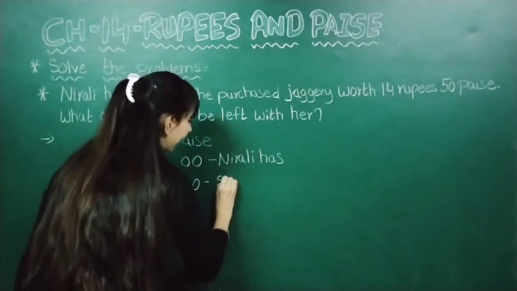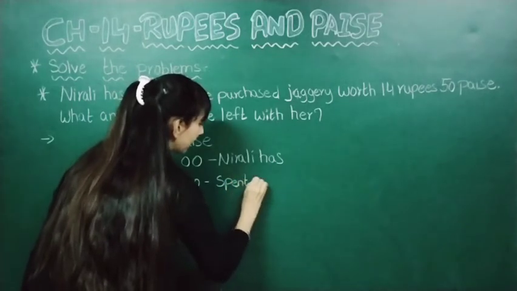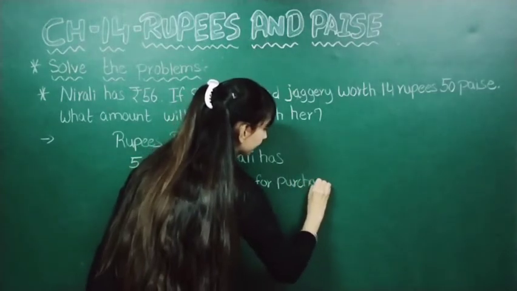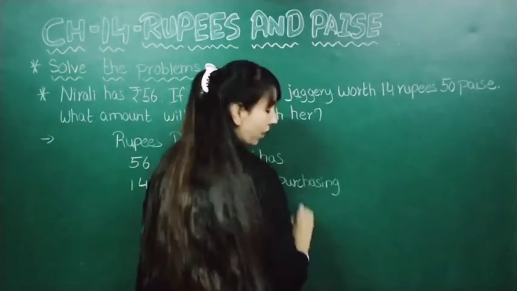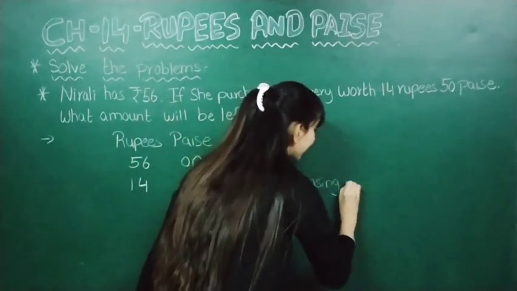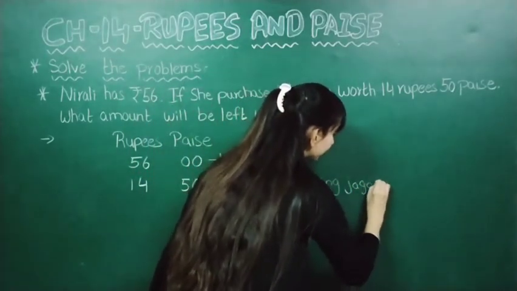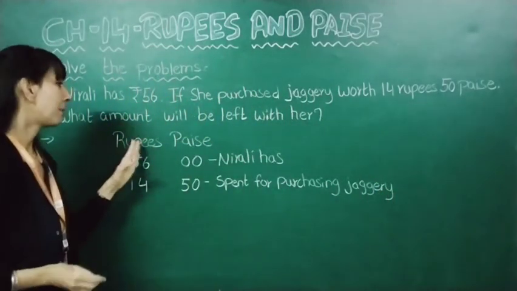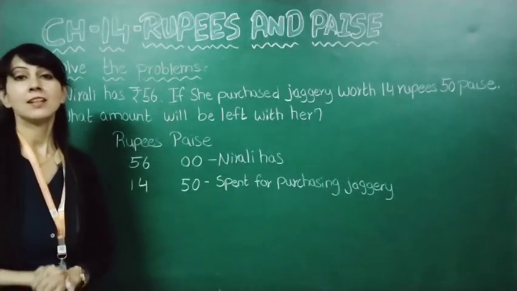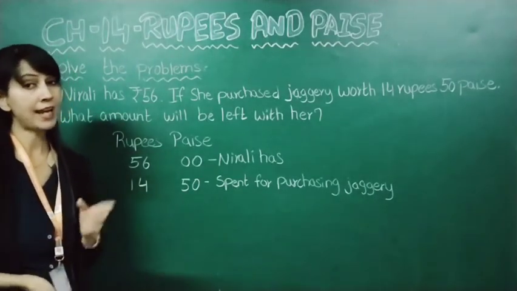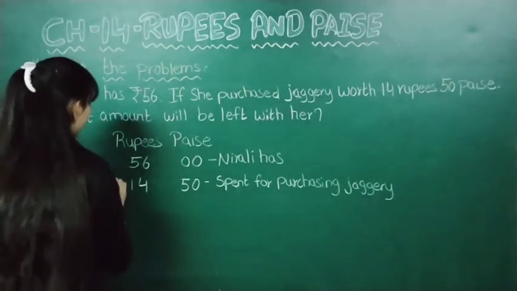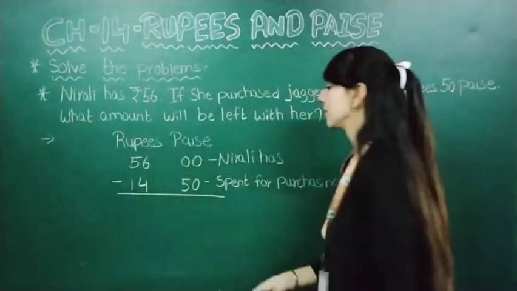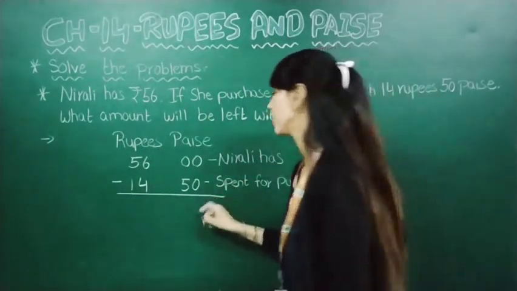And here we will just write spent for purchasing jaggery. Yes. Now it is asked what amount will be left with her. Yes, here we will find out with the help of subtraction. Okay, so we will just subtract this. First of all, we will see in paise. Now here you can find 2 zeros are there. So here it will come 0.